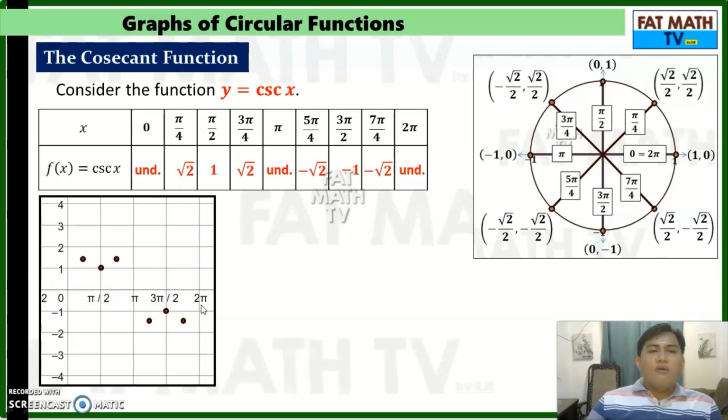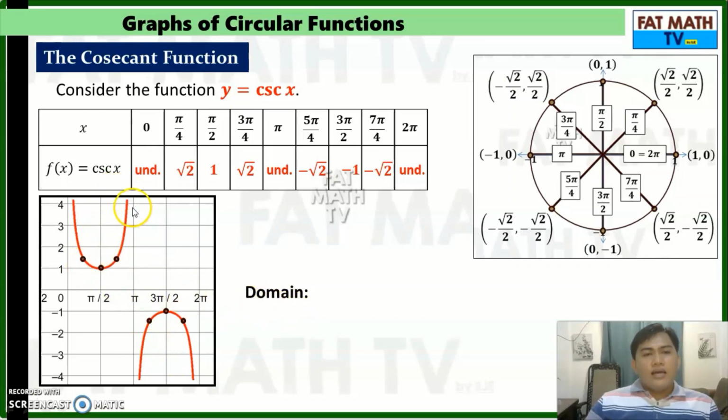So if we give more values for x and solve for y and connect them, we will have this kind of graph. And of course, it will repeat again here and then here and so on. So this is one cycle, it's like a pair. One cycle from 0 to 2 pi.